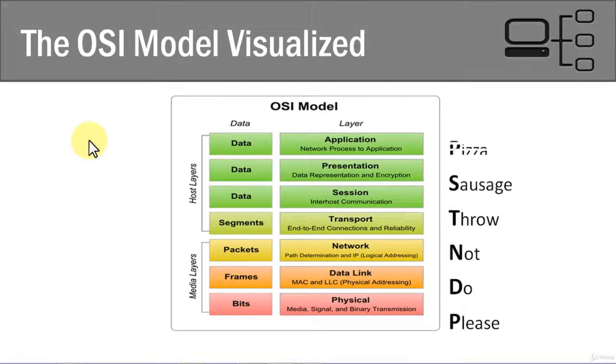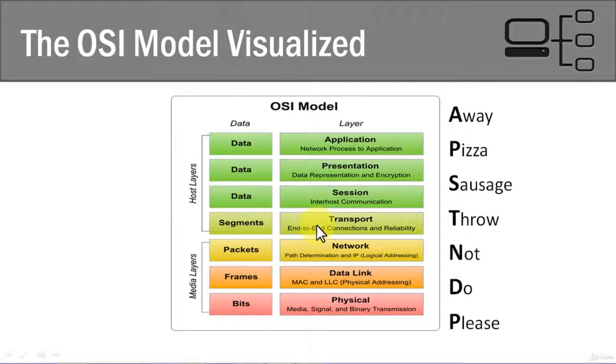But before we get to that, there is one thing that we can use. A lot of people like to come up with different phrases to understand and remember this. A really easy one here is, please do not throw sausage pizza away. And what you'll notice is that the first letter aligns with the first letter of all these.